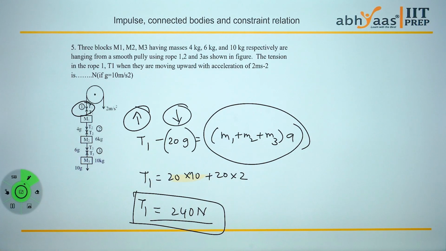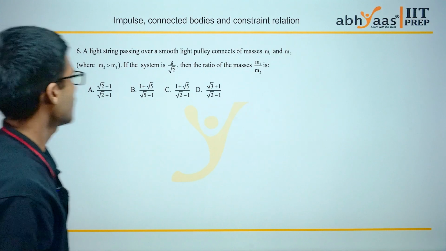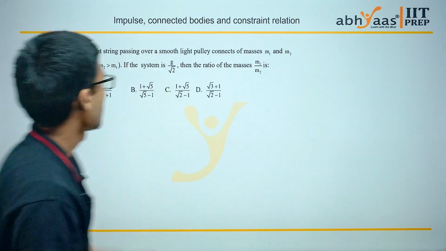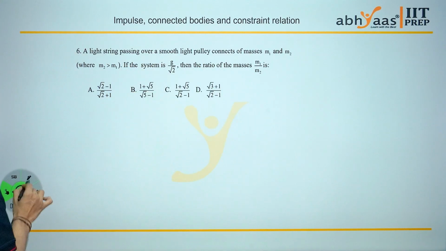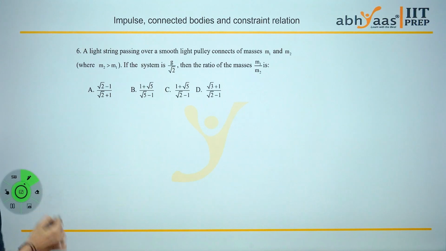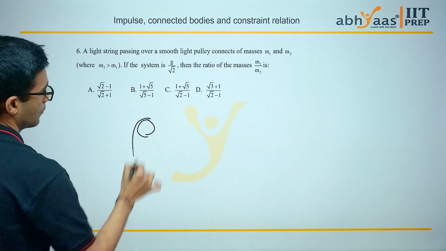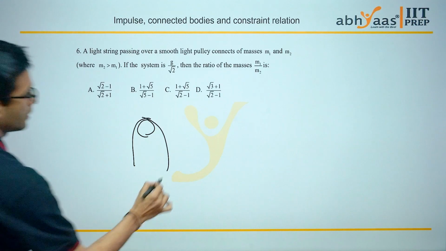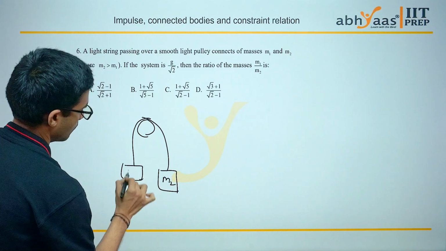This is a numerical question, you can clearly understand. A simple problem only, this one also. Now going to another one. Here also a light string is passing over a smooth light pulley, connecting masses M1 and M2. Same type of problem as what we discussed previously. There is a pulley like this. If you consider this is M2 and this is M1.